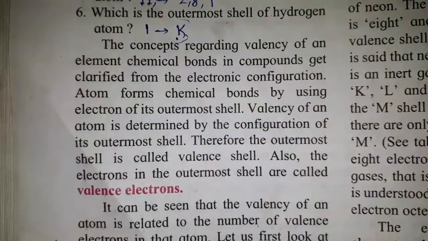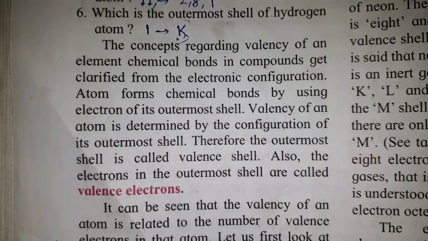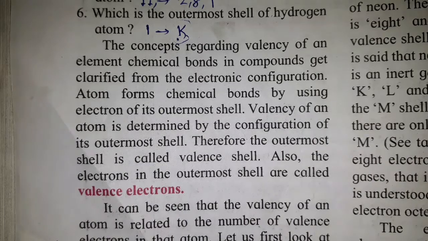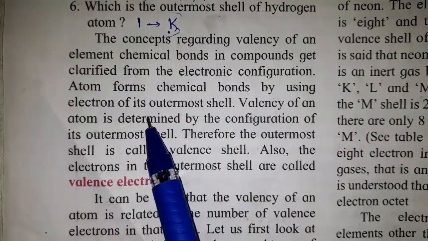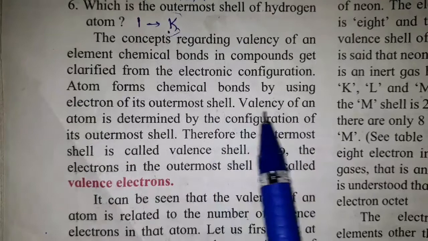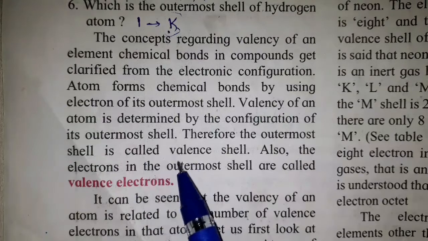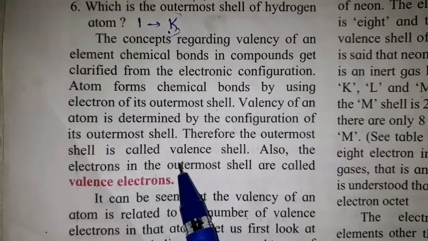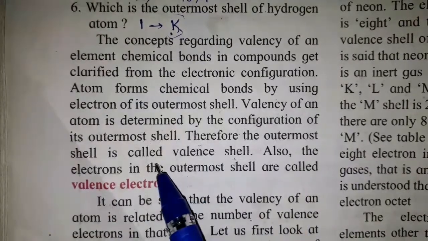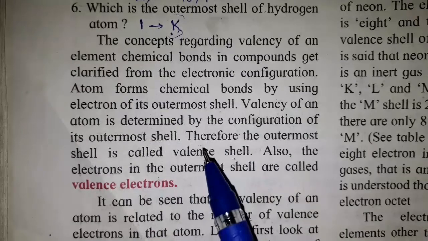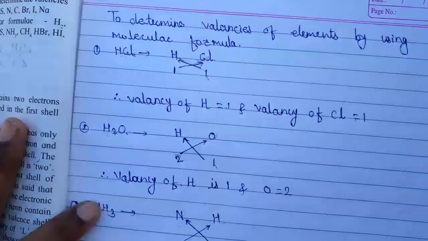Let's see about the valencies. Valency means the number of chemical bonds formed by an atom. Generally, the valency of an element remains constant. An atom forms chemical bonds by using electrons of its outermost shell. The valency of an atom is determined by the configuration of its outermost shell. Therefore, the outermost shell is called the valence shell, and the electrons present in the valence shell are called valence electrons.